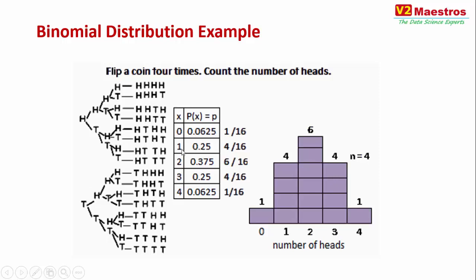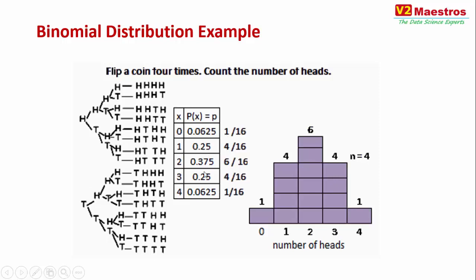What is the probability I will get 1 head only? You will see there are 4 times in this list that you will get only 1 head. So that's 4 by 16. How many times do I get only 2 heads? That is 6 by 16. Only 3 heads, 4 by 16. When do you get 4 heads? That is 1 by 16.